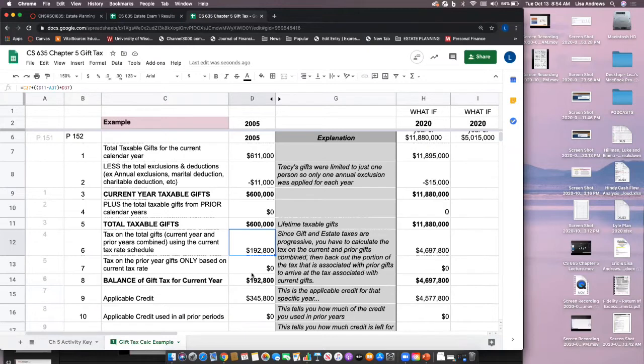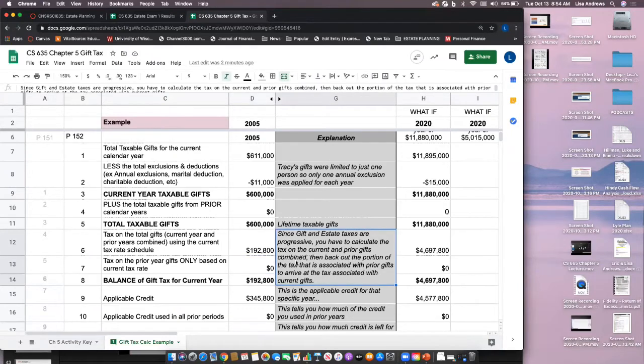But of course, remember that year we could actually give away $1 million. So we had a credit that we were going to get to use. Now the tax on the prior year gifts only based on the current tax rate. In 2005, we don't care about this because this is the first time that Tracy has made a taxable gift. But just know that we make you go through all of this math because we're really trying to make sure that this year's taxable gift is sitting on top of prior year taxable gifts so that you're taxing yourself in the proper tax bracket.